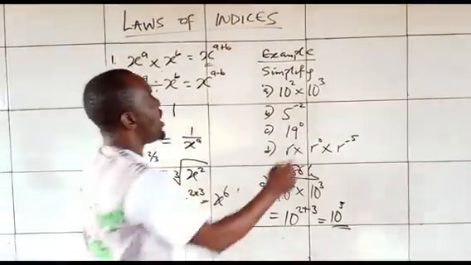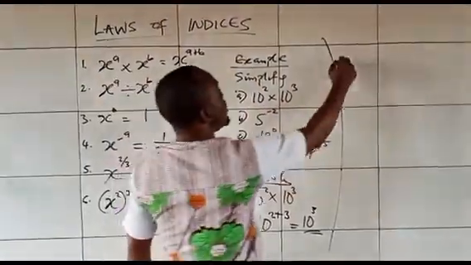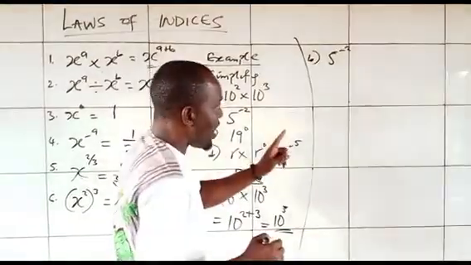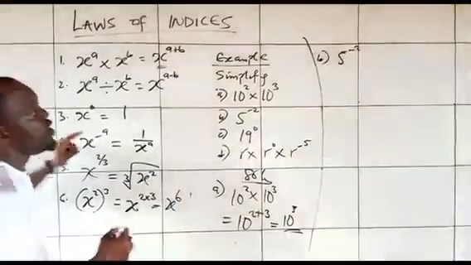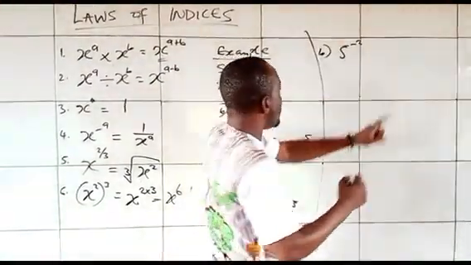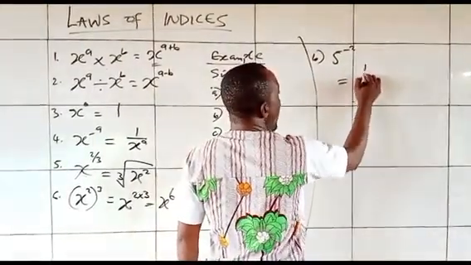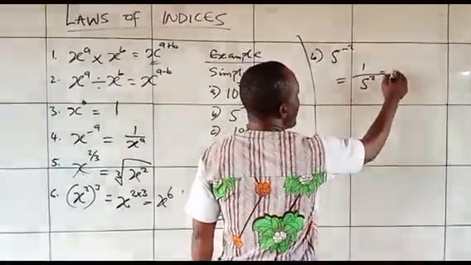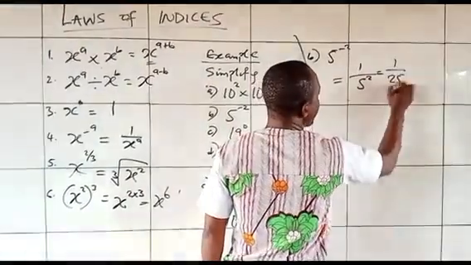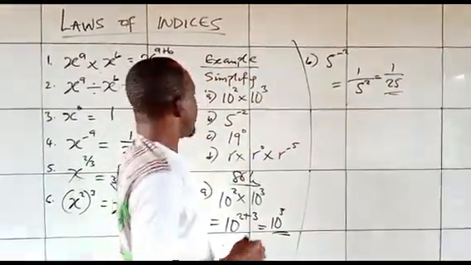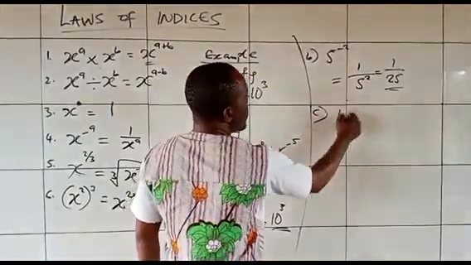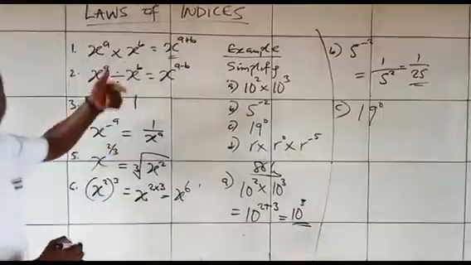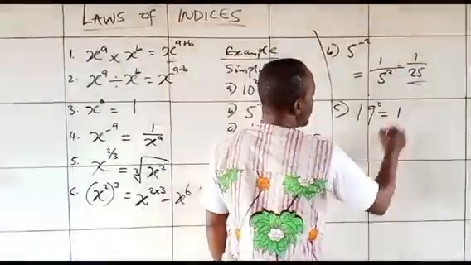Now, the other one, we have B, which is 5 raised to power minus 2. Remember, in the fourth law, minus becomes 1 over. So our answer becomes 1 over 5 raised to power 2, and 5 raised to power 2 is equal to 25. So our answer becomes 1 over 25. Then C. This one is very simple. 19 raised to power 0. Remember, in the third law, anything raised to power 0 is equal to 1. So 19 raised to power 0 is equal to 1.